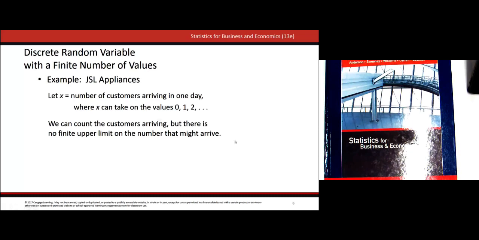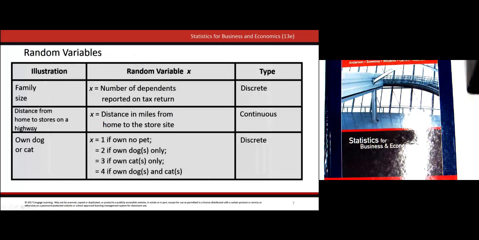Continuous random variables can take any value. For example, distance from home to store. This is continuous. Or if you measure the outside temperature.